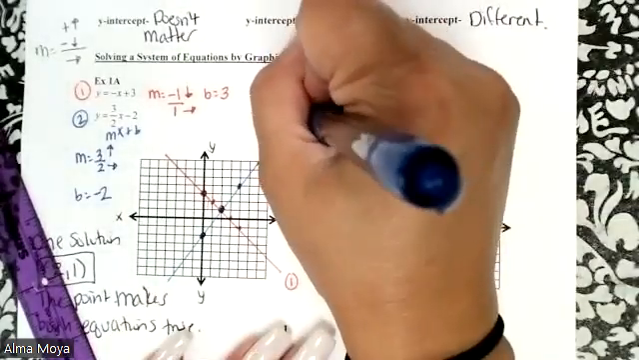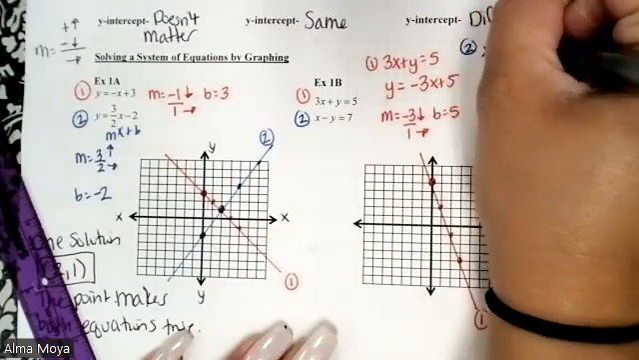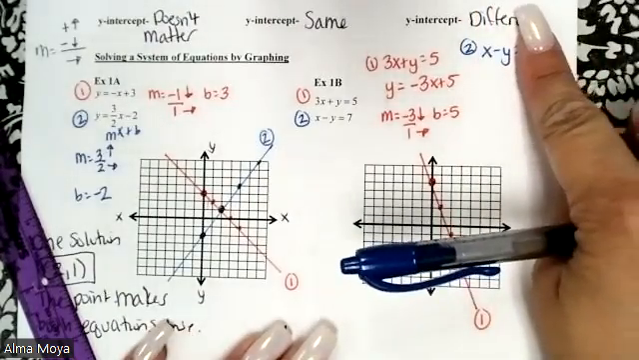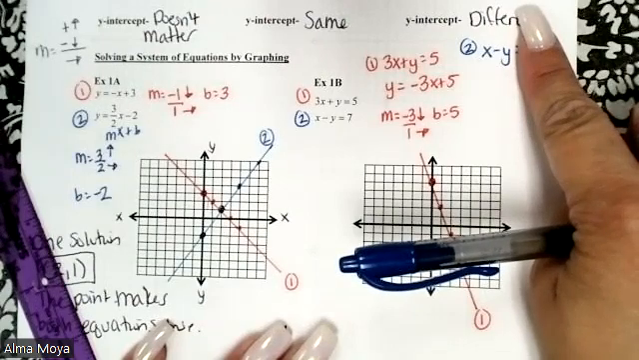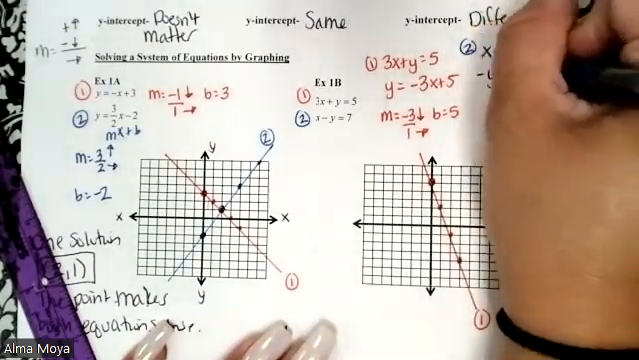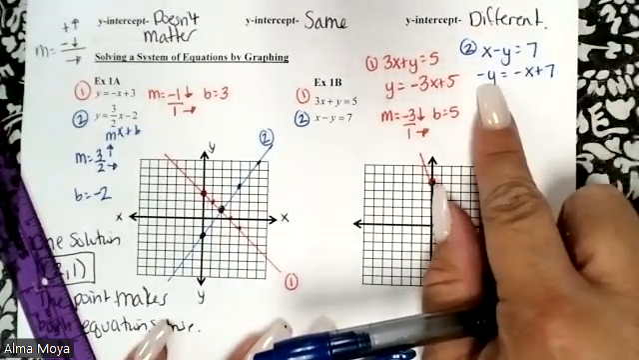Equation 2, once again, that is not in y equals mx plus b form. So I have x minus y equals 7. I need to subtract the x from both sides. If I subtract the x from both sides, I'm left with a negative y on the left side. Do not lose that negative. Negative y equals negative x plus 7. I still cannot graph that. The y needs to be positive.